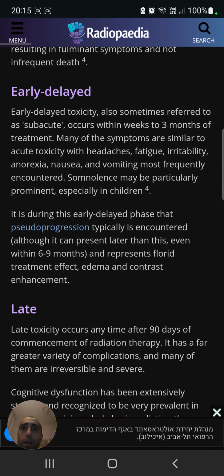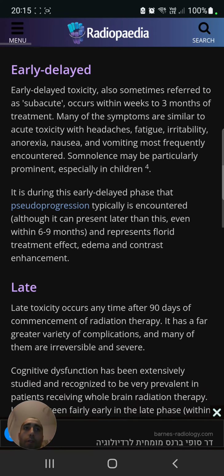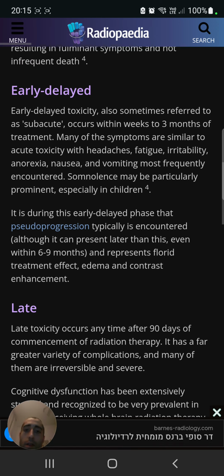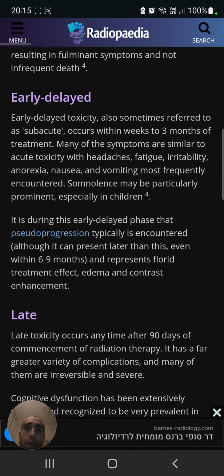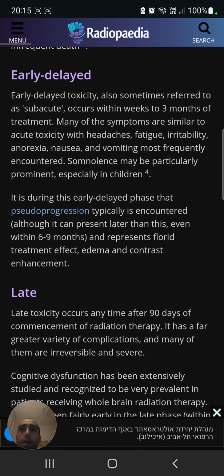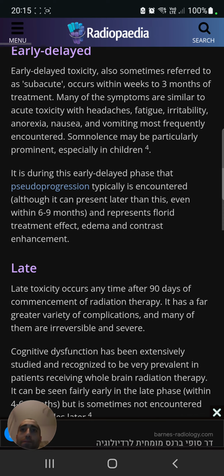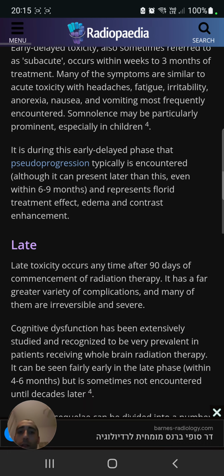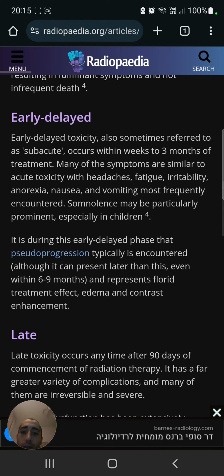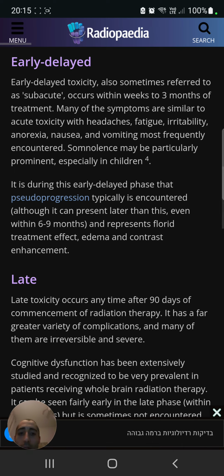Now there is the delayed phase. We start with the early delayed phase. We're talking about some weeks to 6 months after the treatment. Radiopaedia says 3 months. Anyway, some weeks to some months after the treatment, we are seeing T2 hyperintense areas in the radiation area. The most common place for this is the periventricular area. It may be seen as pseudo-progression.